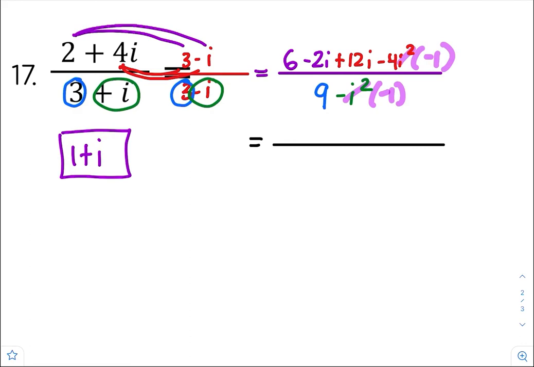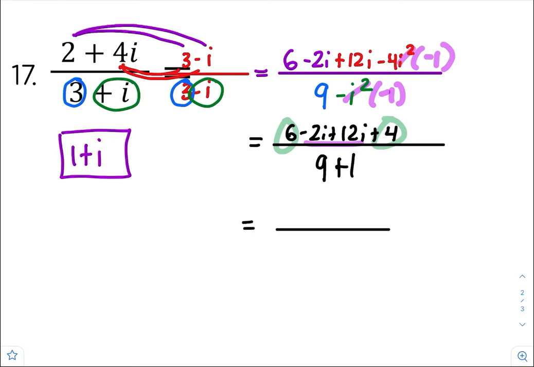And now we rewrite the first couple terms, but then negative 4 times negative 1 is positive 4. 9. Negative times negative 1 is positive 1. You combine your imaginaries, you combine your reals. And what you would get is 6 plus 4 is 10. Negative 2i plus 12i is positive 10i. And 9 plus 1 is 10. You break that up.